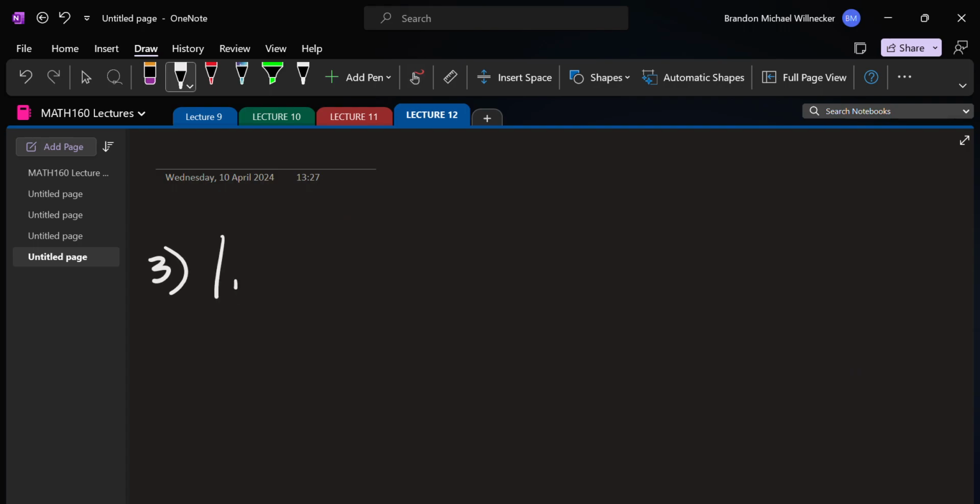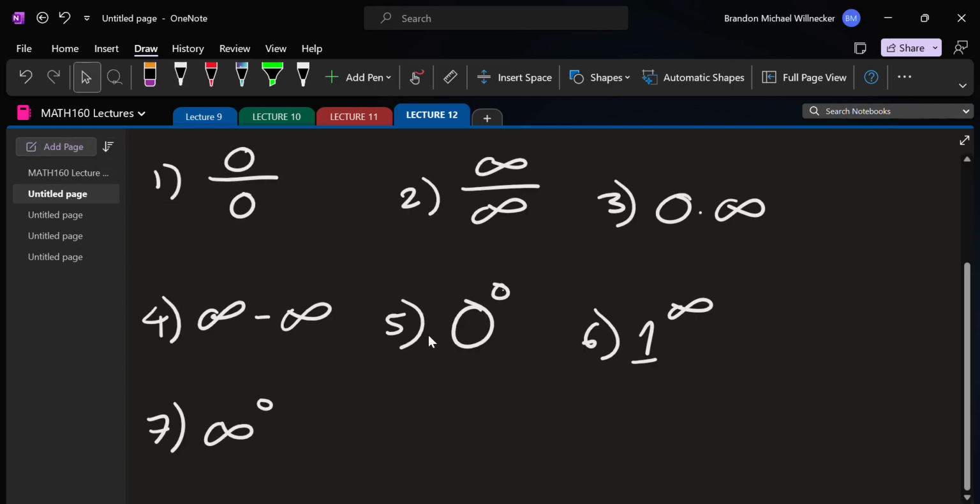Let's have a look at number 3. So here we have the limit as x goes to 0 of x to the x. Now, what happens when x goes to 0? The base is going to be 0, and the exponent is going to be 0. We see over here, that's type number 5, 0 to the 0. So it's an indeterminate form.